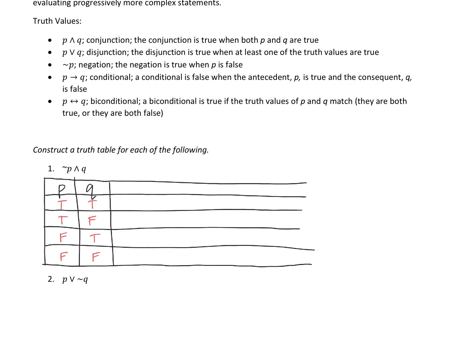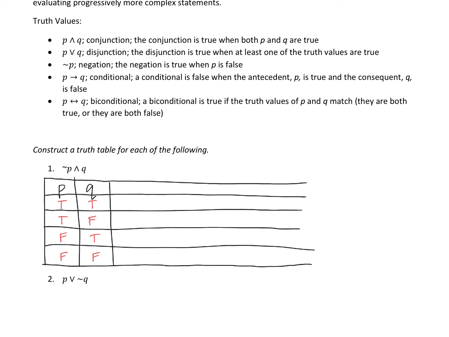You can always set up your P and Q this way. Your first simple statement will be true, true, false, false. And your second simple statement would be true, false, true, false. This will always give you a good base to build on.